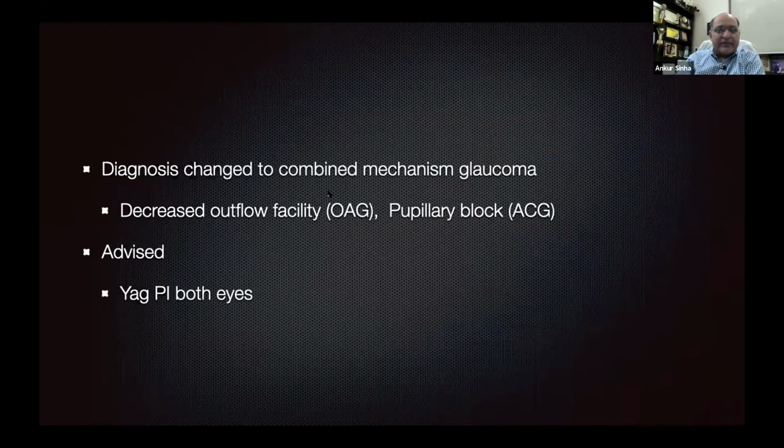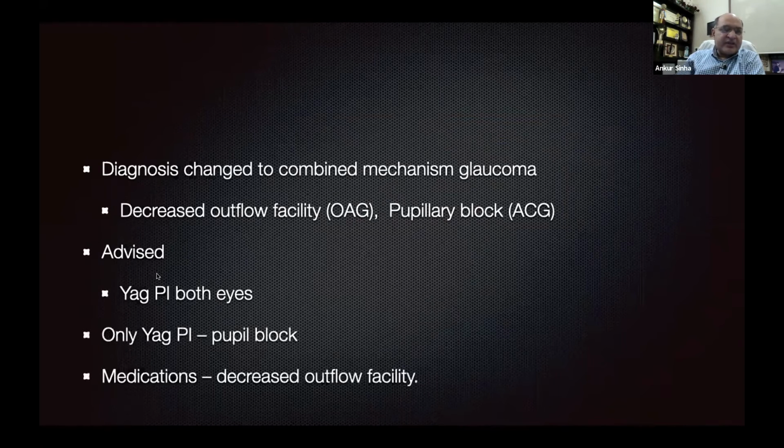So here the diagnosis is changed to combined mechanism glaucoma, because both the mechanisms of decreased outflow facility and pupillary block are working. So the patient is advised YAG-PI for the pupillary block and medications for decreased outflow facility.